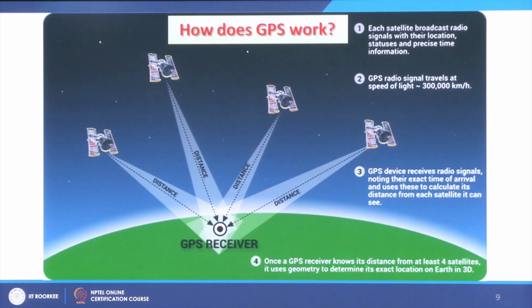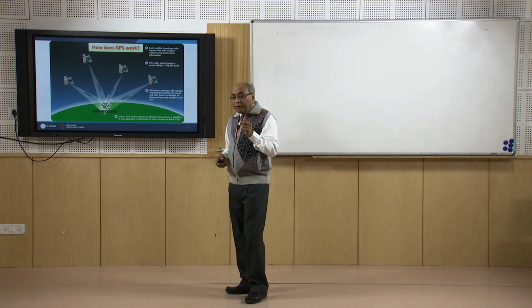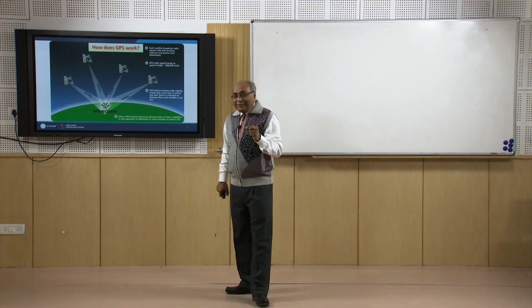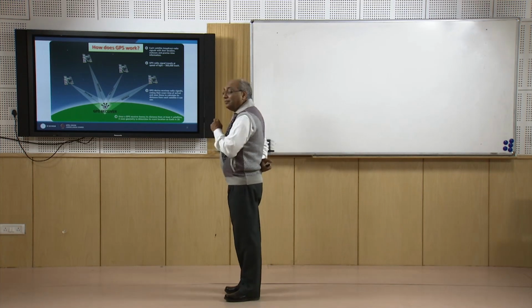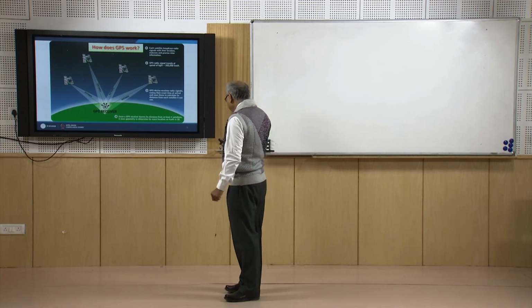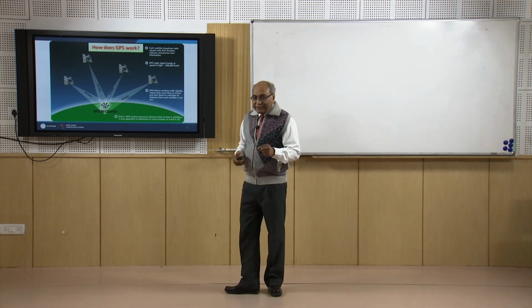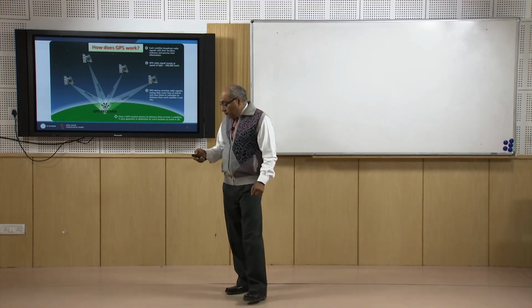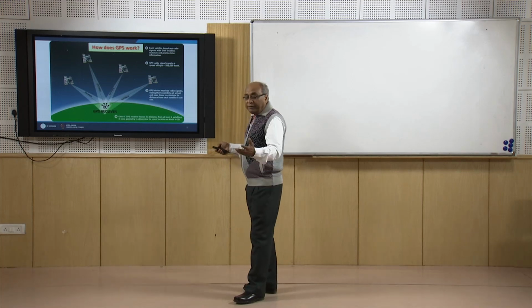Now, as I mentioned, each satellite broadcasts radio signals with its location, status and precise time information. It is very important to note that each satellite is sending signals every second, and these are in radio frequencies, which means that in all weather conditions, day and night, 24 hours, we can receive signals from the constellation of one navigation system.